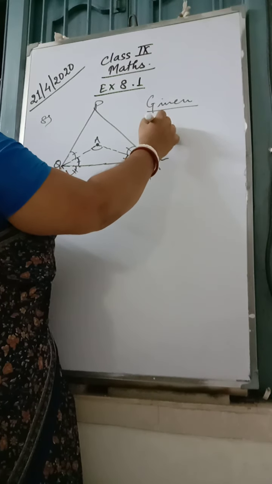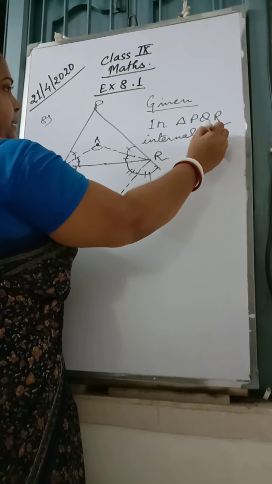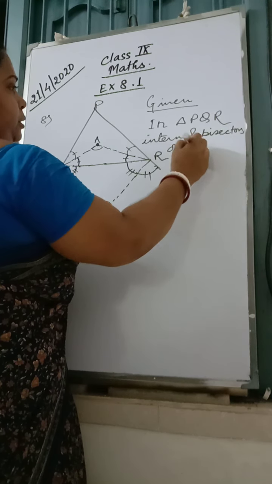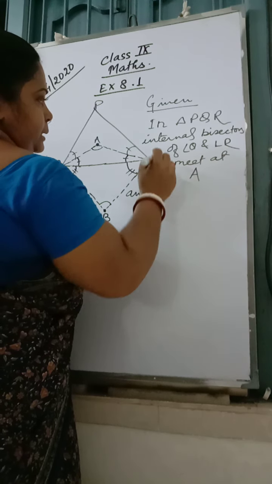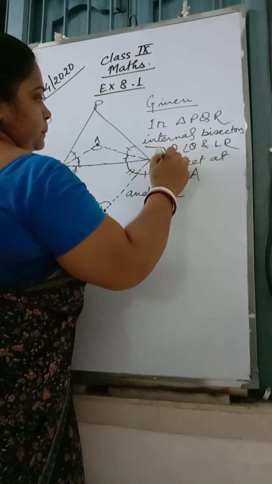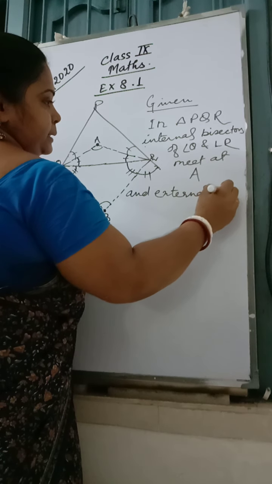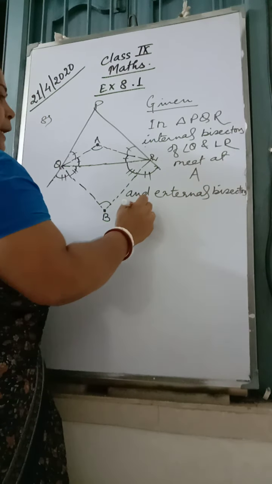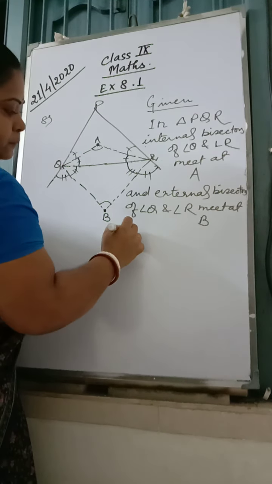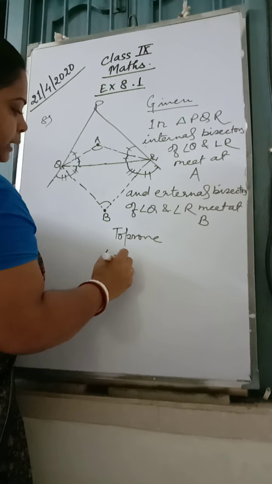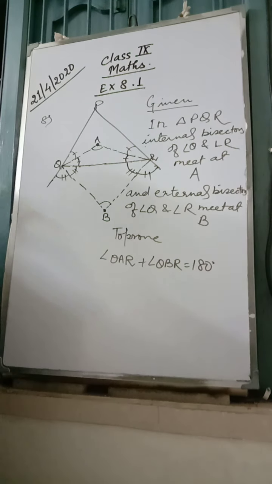Okay, given in triangle PQR, internal bisectors of angle Q and angle R meet at A, and external bisectors of angle Q and angle R meet at B. To prove angle QAR plus angle QBR is equal to 180 degree. Okay.